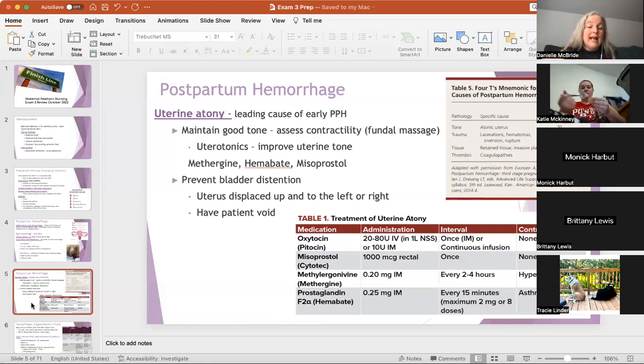By having 2 IVs, we can give her volume and we can try to maintain oxygenation to those tissues. So you're right that we might be putting blood products through one, and then we can also be doing a lot of IV fluid.